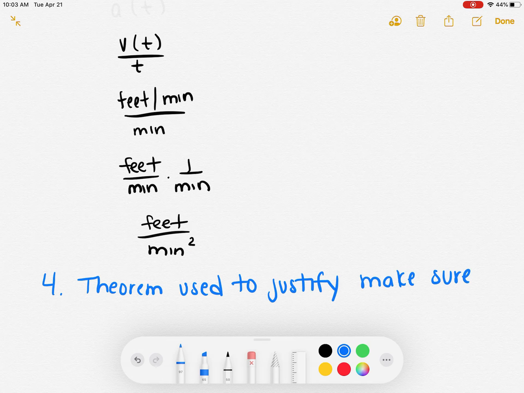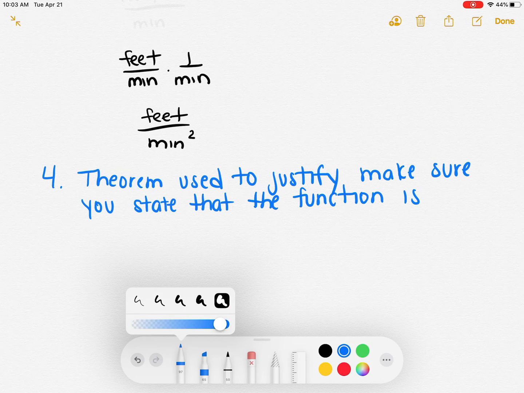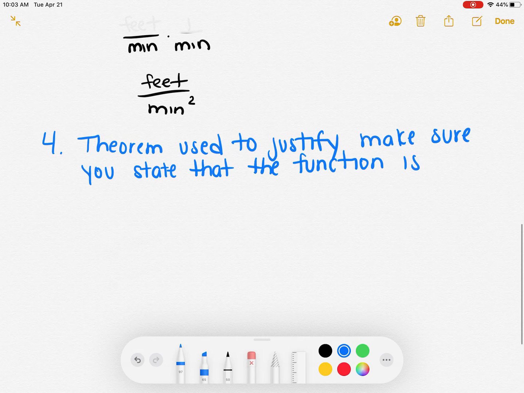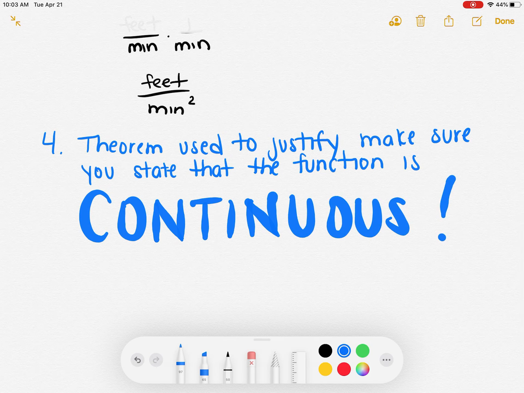So anytime you use a theorem to justify, make sure you state that the function is, this is important, so it's really big, continuous. Without saying it's continuous, they won't give you the point for your justification. Even if you use the correct theorem, even if all your answers are correct, you have to say it's continuous in order to get the point for using the theorem.